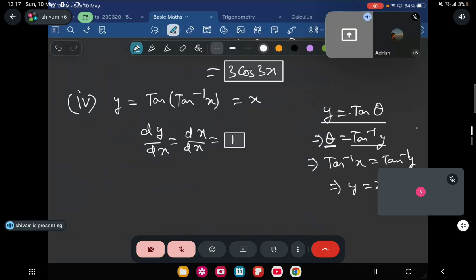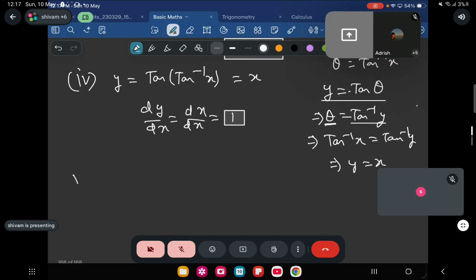Remember, tan of tan inverse x is equal to x, sin of sin inverse x is equal to x, cos of cos inverse x will be equal to x. I have taken theta is equal to tan inverse x. The value will be x only. We are differentiating y with respect to x. Ultimately, we'll get y cot x. Is it clear or not? Tell me.